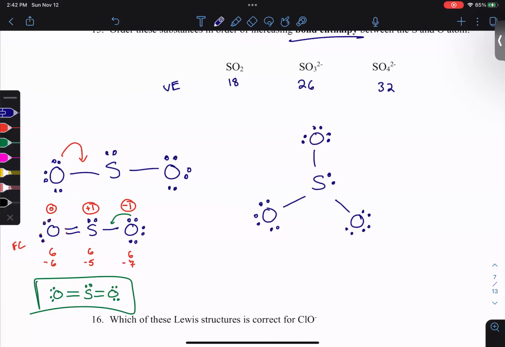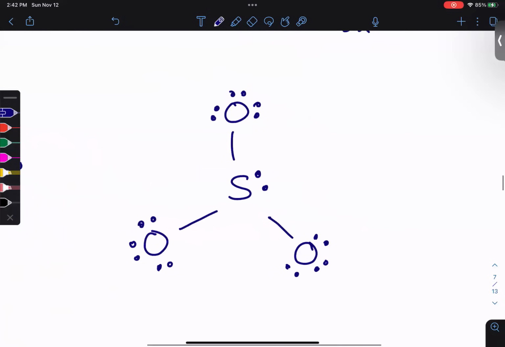Okay, so if we look at this, does everything have a satisfied octet? Yes, but do you think we're done? Nope, we're not. Because what is the formal charge of that central sulfur? +1. Is that preferred? Is that good? No, that's not good. Sulfur wants to have a formal charge of 0.